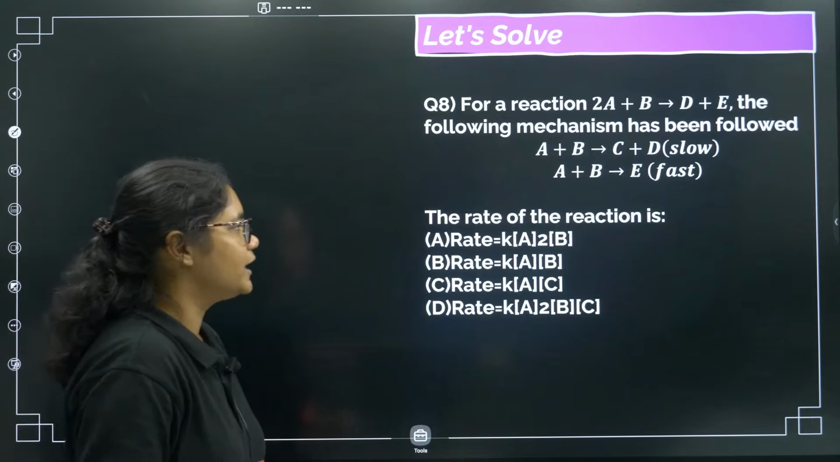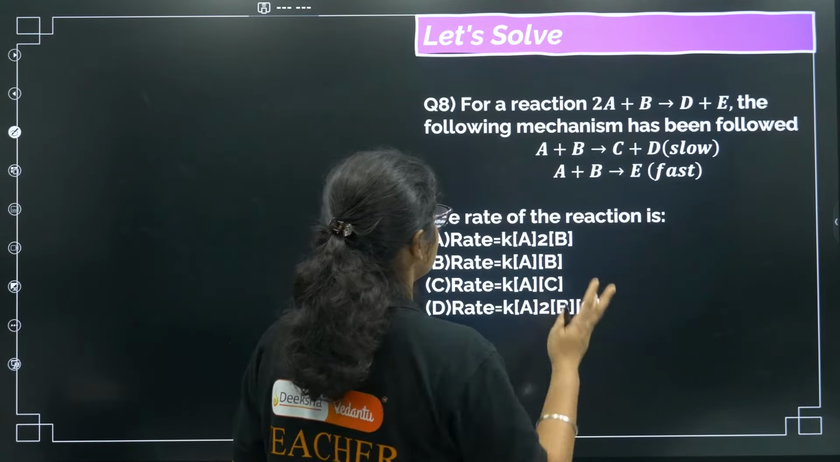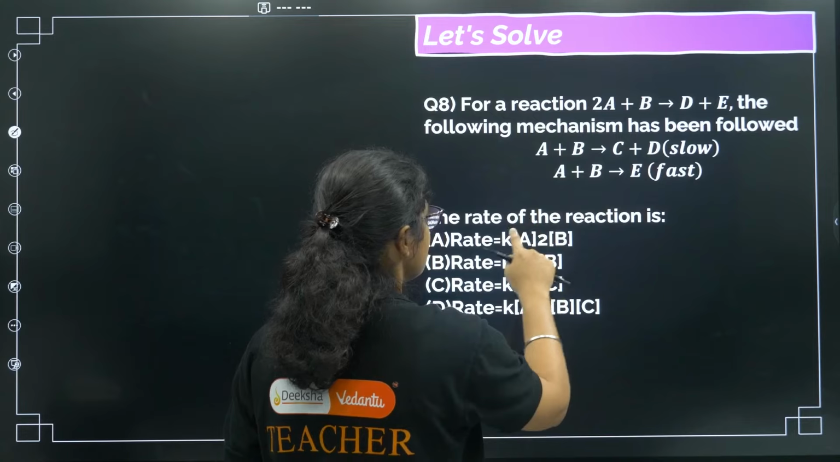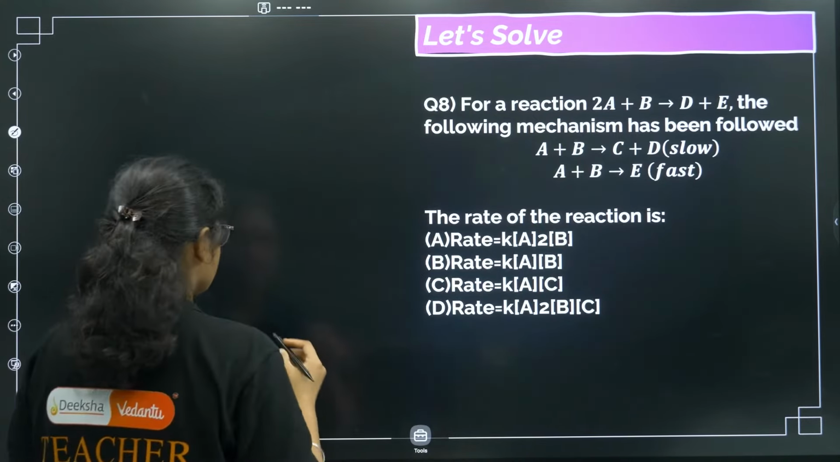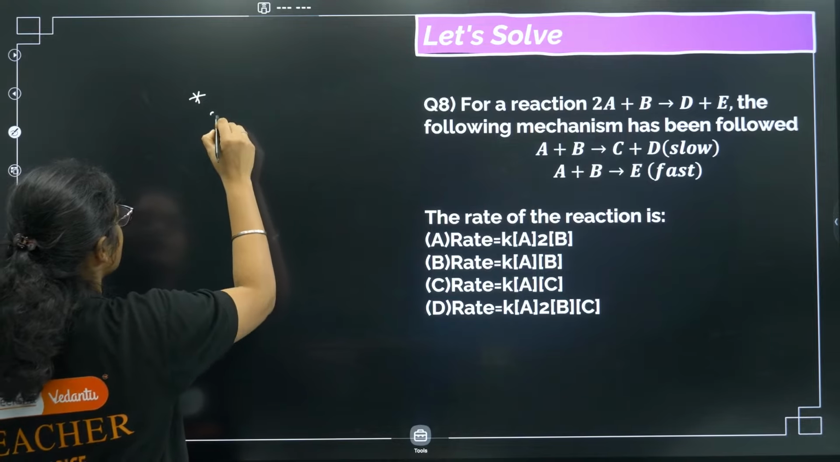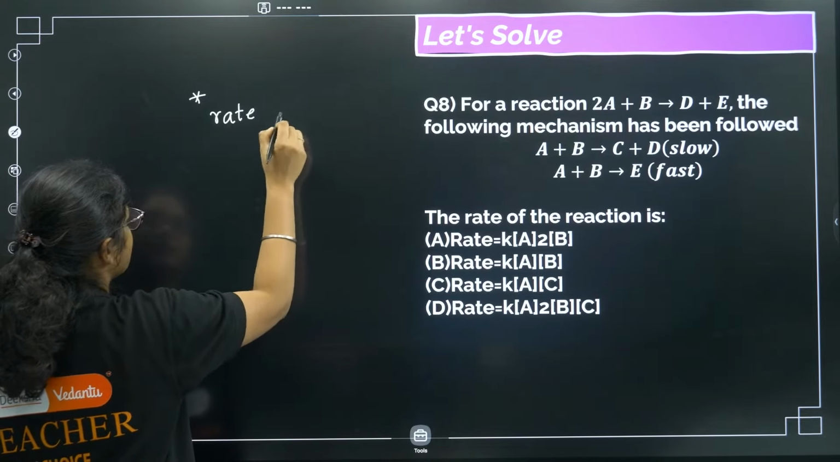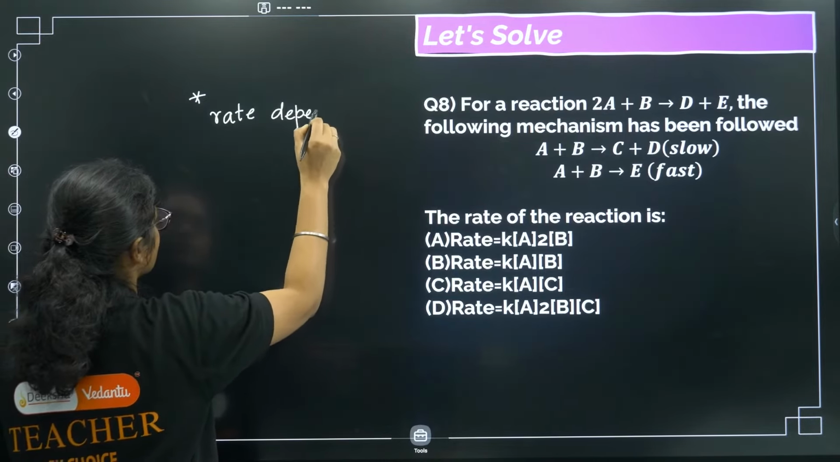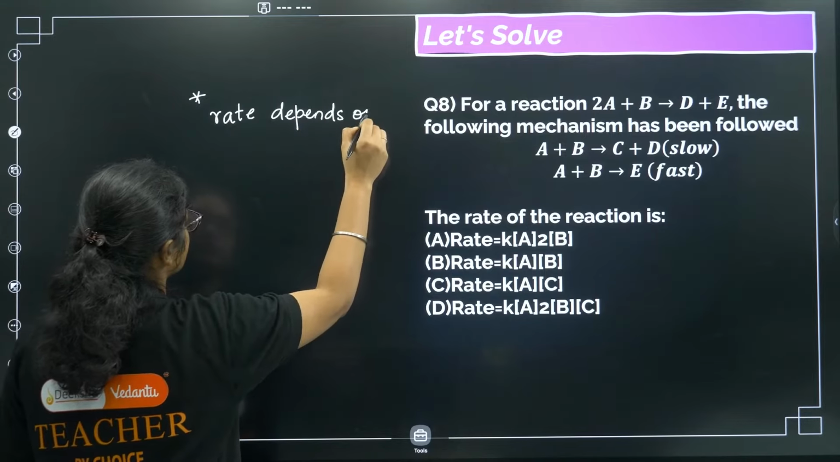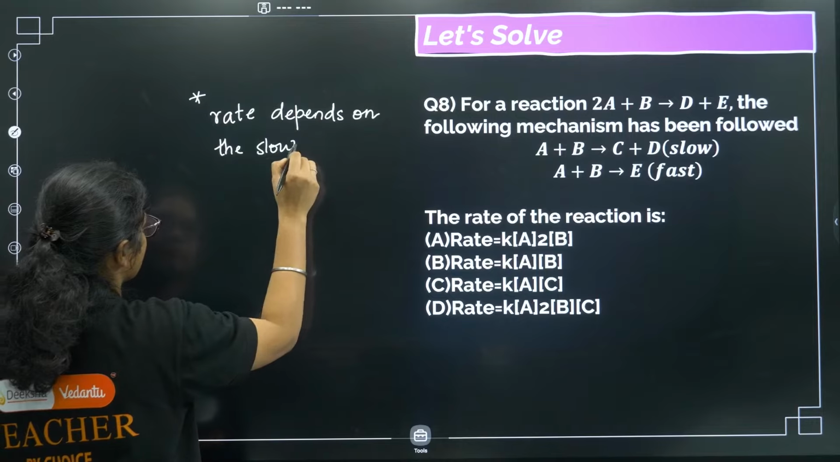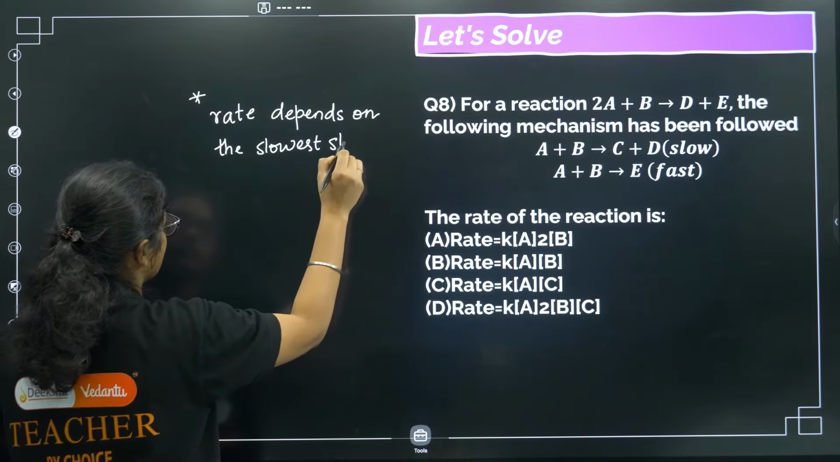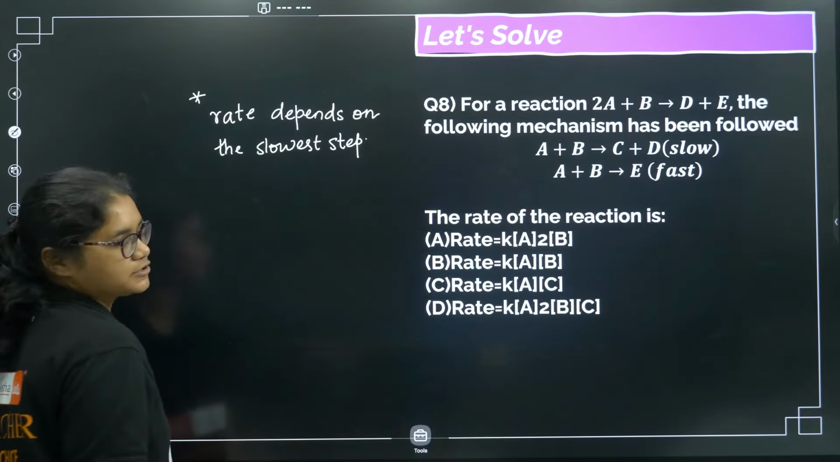For a reaction 2A plus B gives D plus E, the following mechanism has been followed. The rate of the reaction is. So here one more thing I want to tell, one point we will add: rate depends on the slowest step of the reaction.